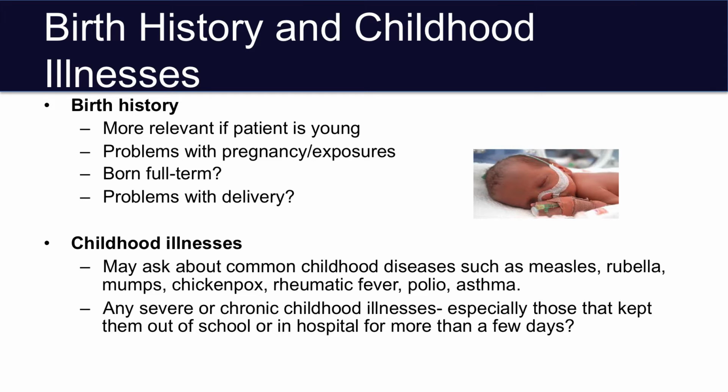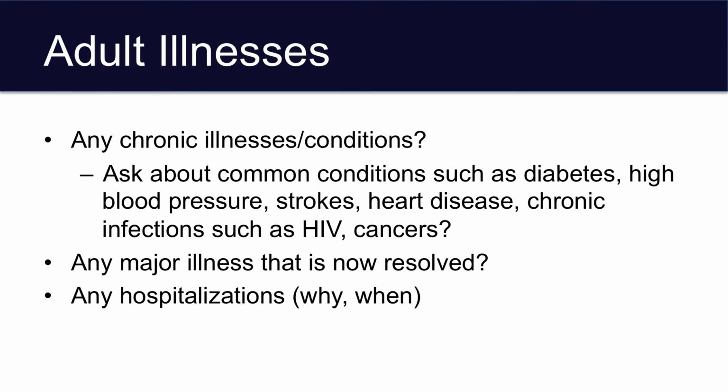Those could include things like measles, mumps, rubella, chickenpox, rheumatic fever, polio, and asthma, to name a few. You also want to know if there were any medical conditions that kept the patient out of school or put them in the hospital for more than a few days. The next segment is the adult illnesses.